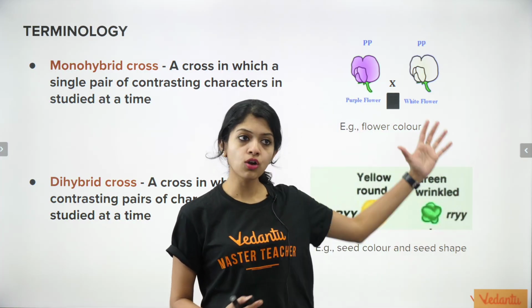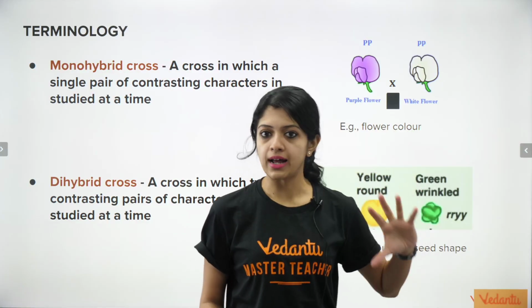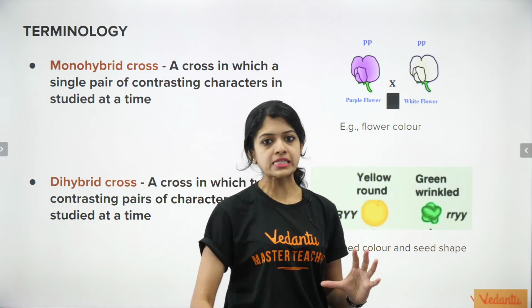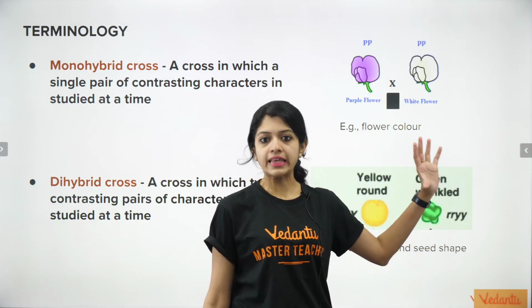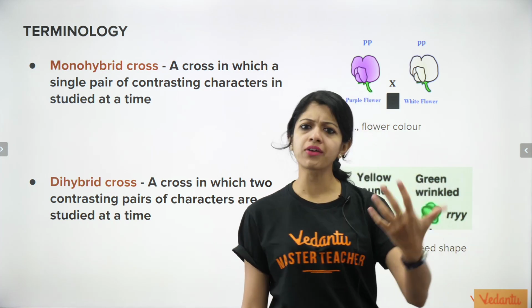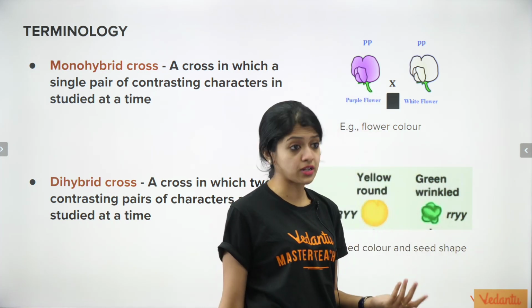For instance, flower color is one of the traits, one of the characters that Mendel chose during his studies in the pea plant. It can either be purple in color or they can be white in color, or different in the case of different flowers or different plants.